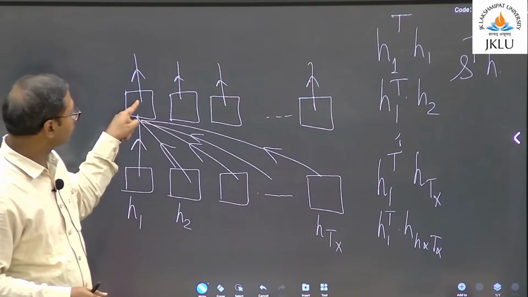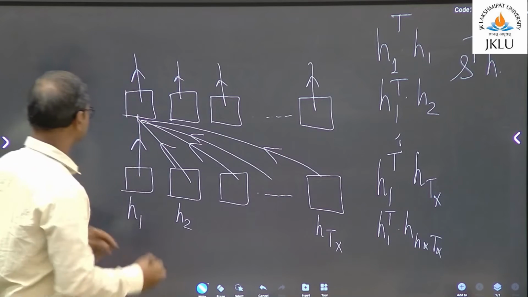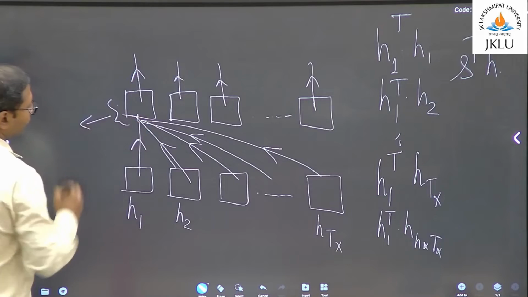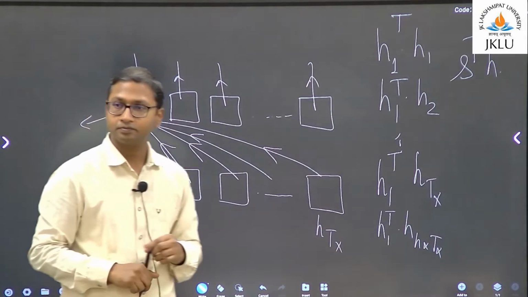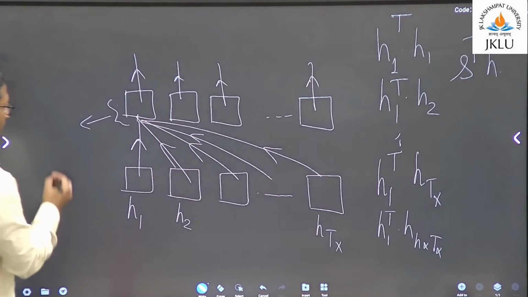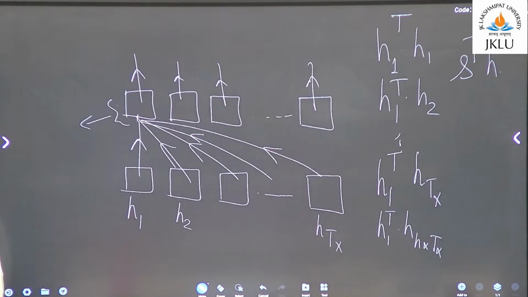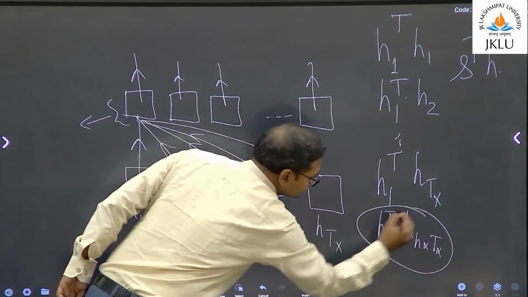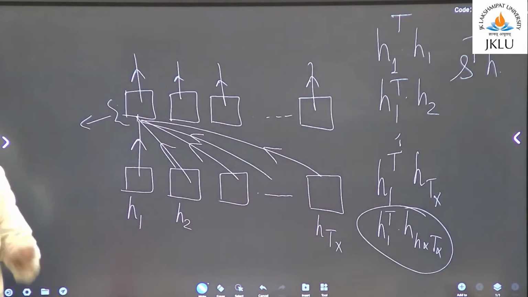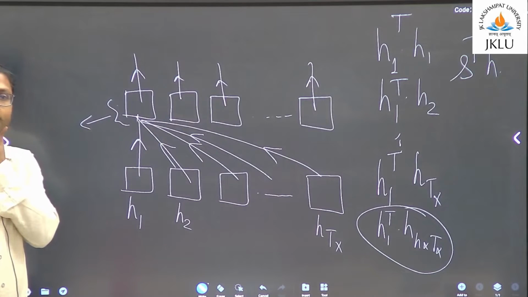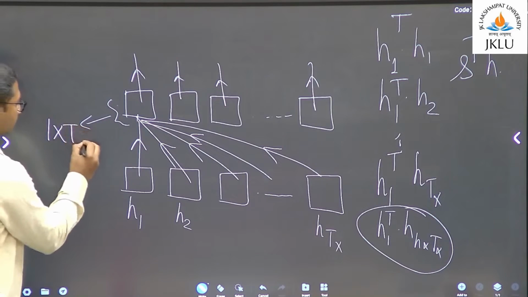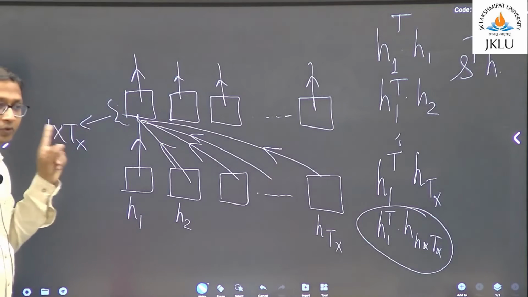What will be the output of one vector here? What will be the output of this first computation? What will be the output of this computation? 1 cross Tx. So 1 cross Tx, and why do you want it to be 1 cross Tx?